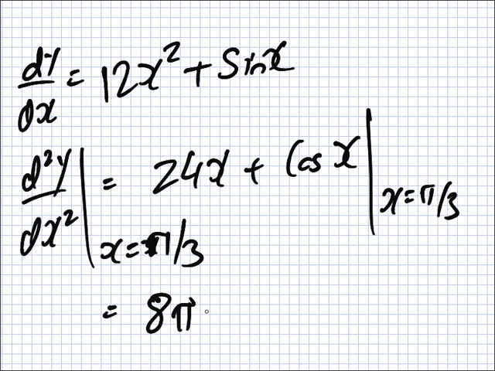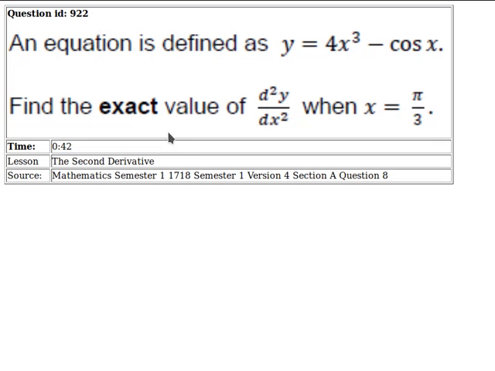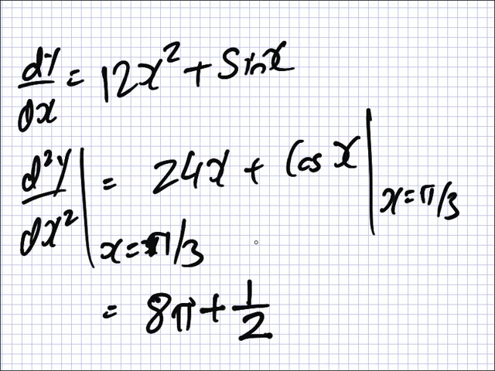Or is it root 3 over 2? It's a half. Are you in degree mode? What mode should you be in? Right, 8 pi plus a half. And notice the question said exact value. So continue or stop here? Stop, yeah. That's the exact answer.